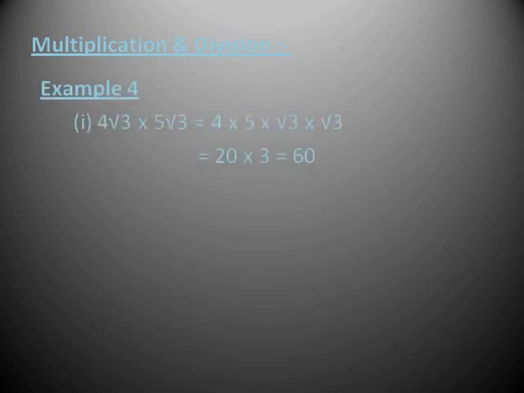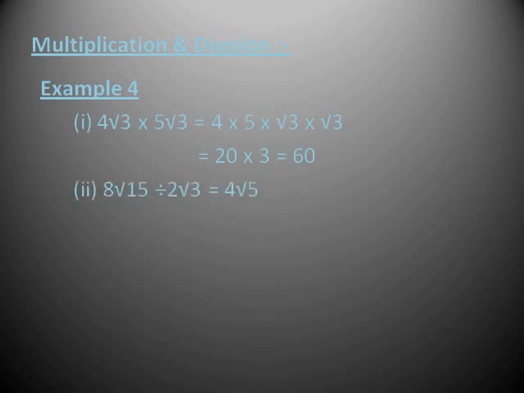Next let us find the answer when we multiply or divide an irrational with another irrational number. In the first example we will discuss the multiplication of two irrational numbers. So here 4 root 3 multiplied by 5 root 3 is equal to 4 multiplied by 5 multiplied by root 3 into root 3. So we will get 20 into 3, which is equal to 60.